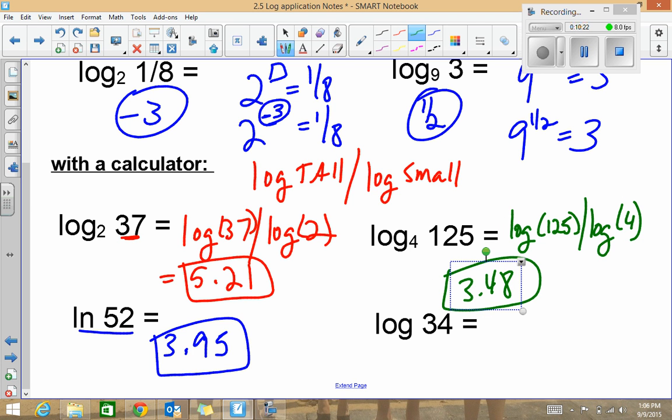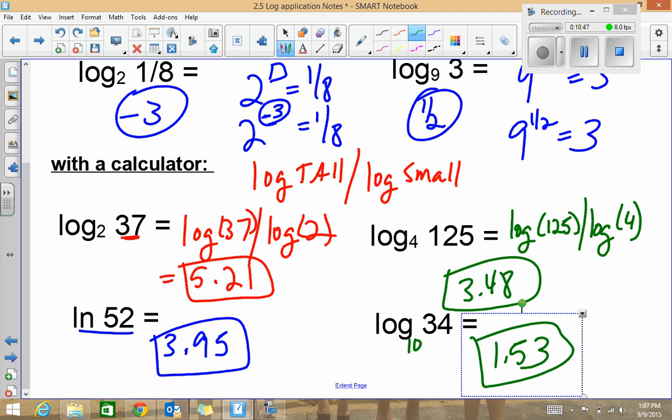Okay. Last one, log of 34. Like I mentioned earlier, if there's no base written on the log equation, it is base 10. So you could do log tall over log small, or because it's using base 10, you can just use the log button on your calculator and type it in as log of 34 and hit enter, and the answer is 1.53. Okay, so that's how to change a log expression into a value and solve some equations.